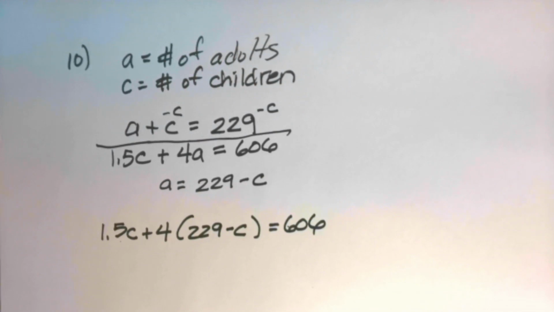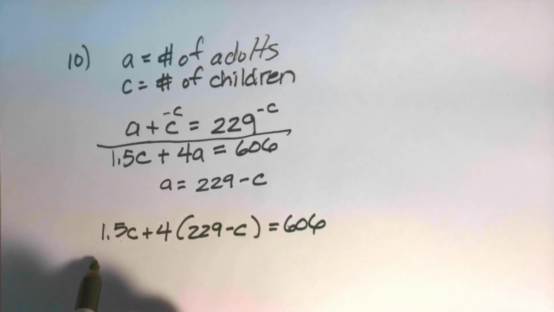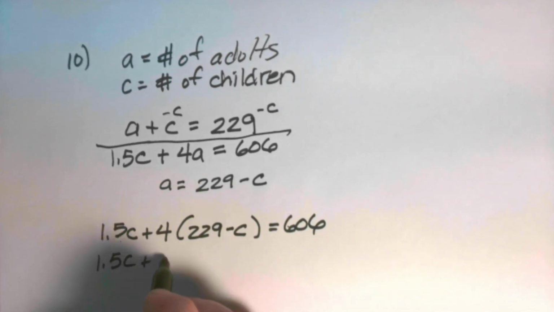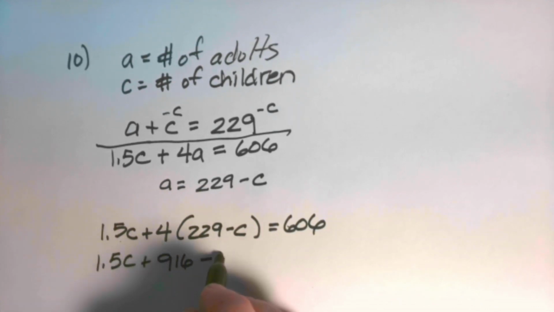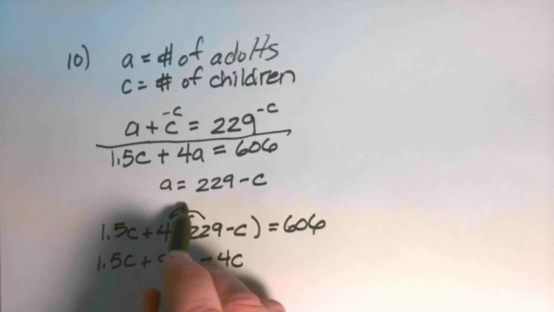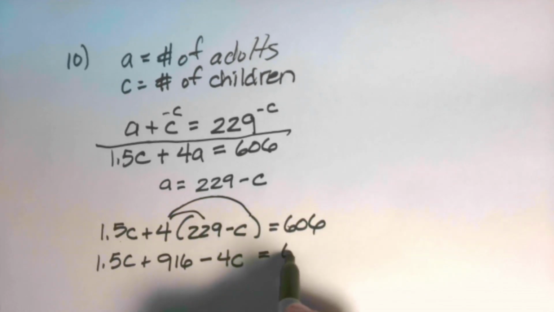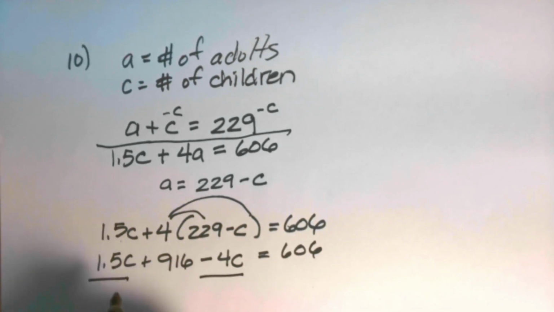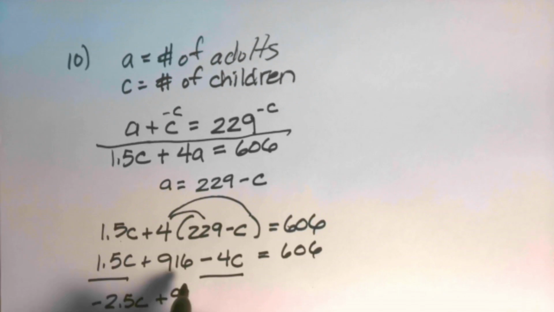And so now I can work through this problem. I have 1.5C plus 4 times 229 is 916 minus 4C. So I'm distributing this, right? This times this and this times this, and that's going to equal 606. I'm going to go ahead and combine my like terms here. So negative 4 plus 1.5 gives me negative 2.5C plus 916 is equal to 606.